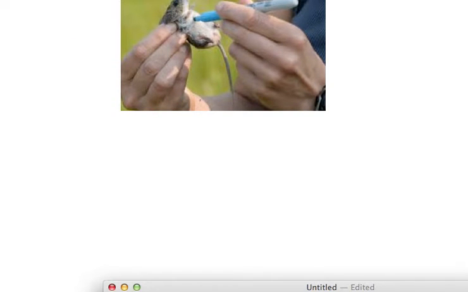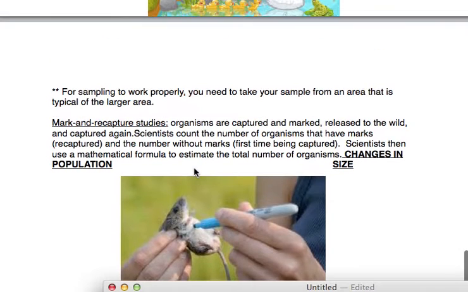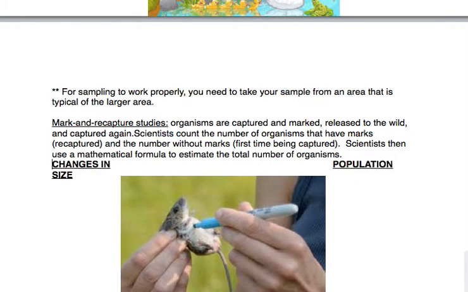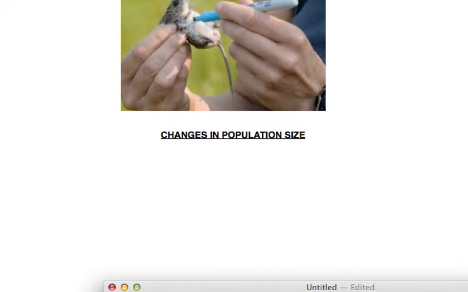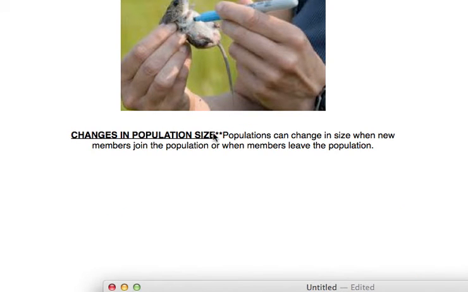Next, we have to look at, well, what are the things that cause a population size to change? So that is our next heading, changes in population size. Okay, changes in population size. What are the things that cause a population to change in size? So populations can change in size when members join the population or when members leave the population. That's a pretty simple way to look at it.